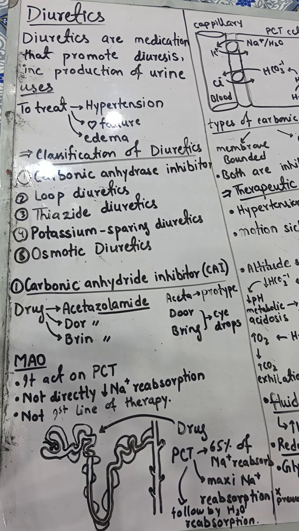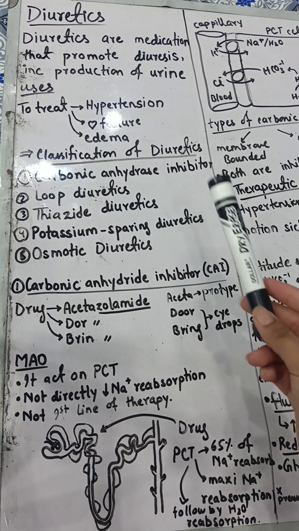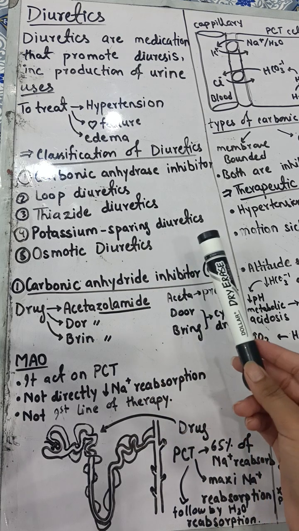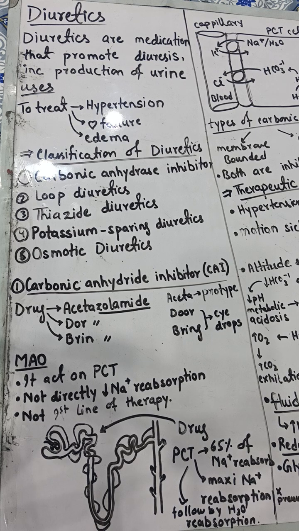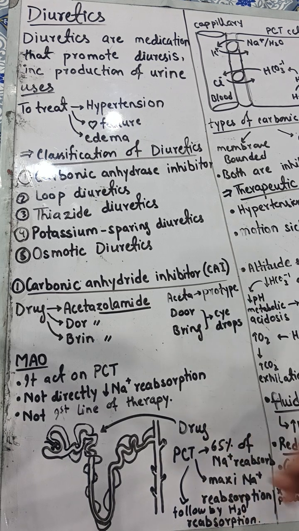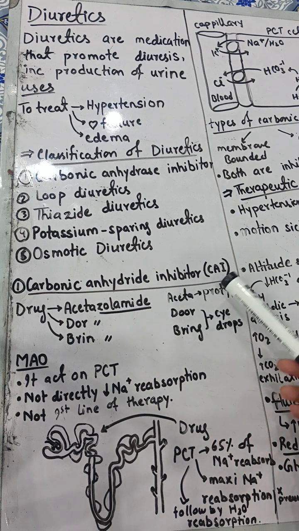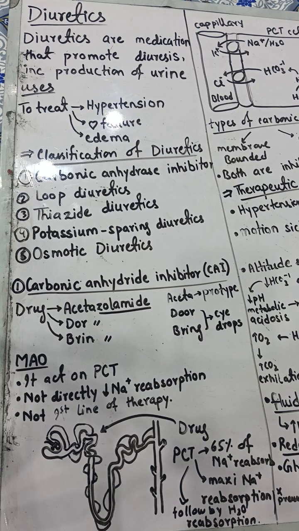Next we will discuss the classification of diuretics. It has been divided into five groups. The first group is carbonic anhydrase inhibitors, then loop diuretics, thiazide diuretics, potassium sparing diuretics, and osmotic diuretics. So there is a lot of classification within it, but we will discuss only the first classification. The first classification is the carbonic anhydrase inhibitors. They are also called CAIs. They are the inhibitors of carbonic anhydrase.